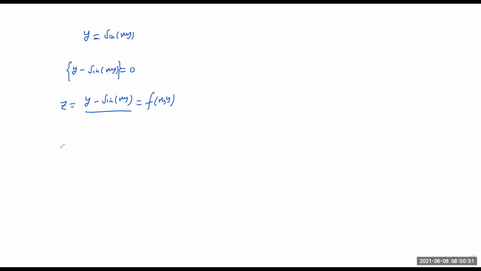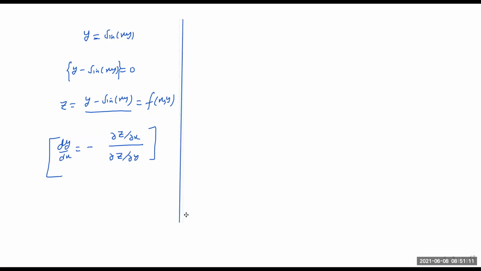Now the rule says to find dy by dx, there is a simple rule. Put a minus sign, write del z by del x upon del z by del y. This is the answer. So is it difficult or easy? Can you explain again?